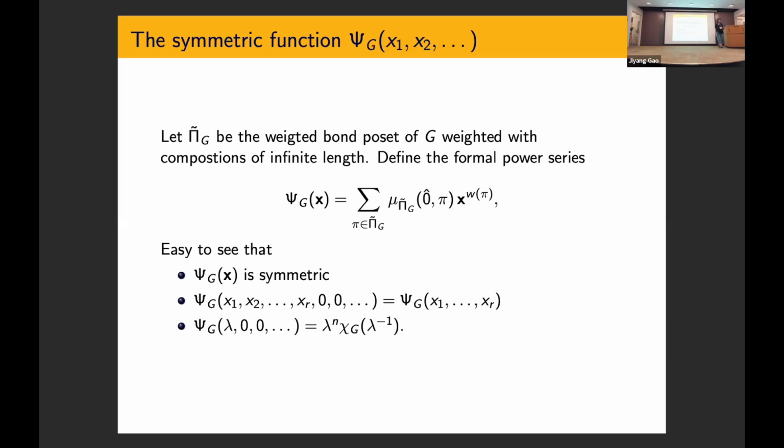And then we turn this into a symmetric function. We were looking at symmetric polynomials. We turn it into a symmetric function by allowing compositions of infinite length. And this symmetric function has the properties that it's symmetric, and it has the stabilization property. And it reduces to the chromatic polynomial when we put zeros in, and this is just the reverse of the coefficients of the chromatic polynomial.